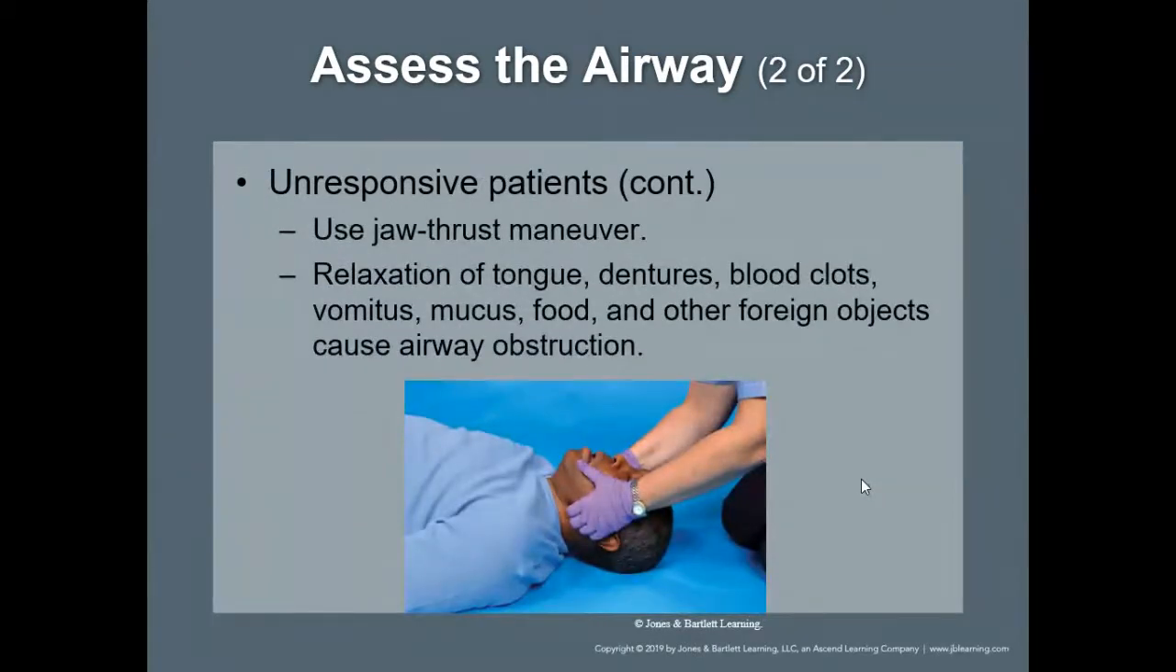For your unresponsive patient, if you suspect trauma, you will use a jaw thrust maneuver to open the airway if that's required. The jaw thrust will manipulate the mandible without causing shifting of the neck, moving the tongue out of the airway. When an unresponsive patient's airway is compromised, it can be as a result of the tongue, dentures, blood clots, vomitus, mucus, food, and foreign objects that cause the obstruction.